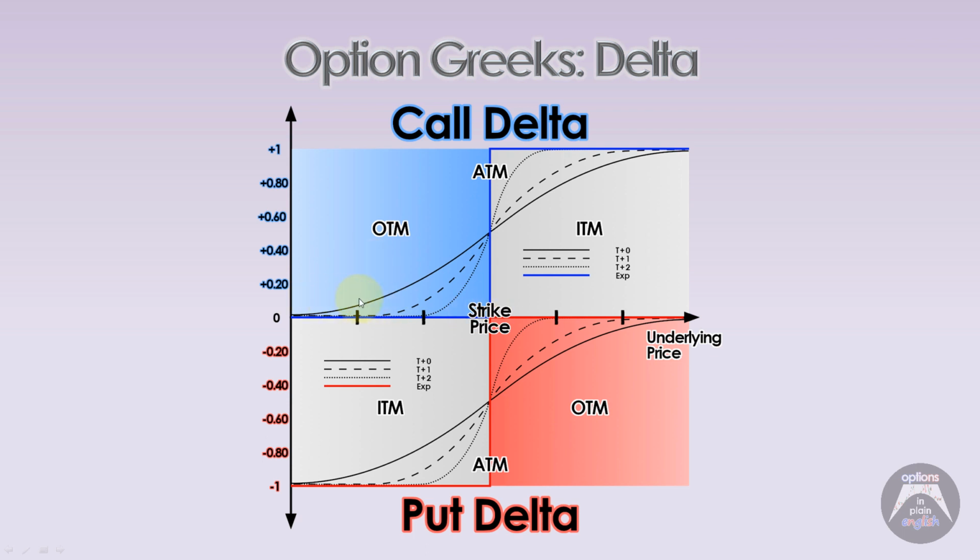Okay, so we have this curve. As time passes, it becomes this curve, and then more time passes, and it becomes this one, the dotted one, and then it becomes either 0 or 1. This is the normal progression of delta in time.